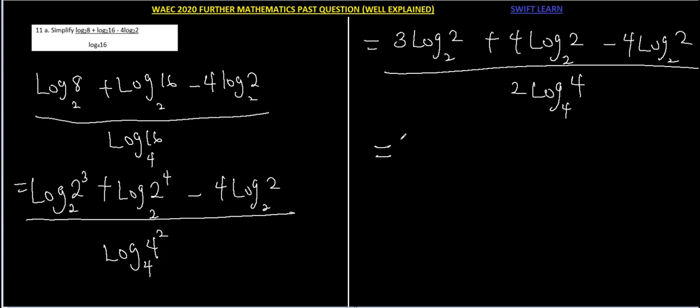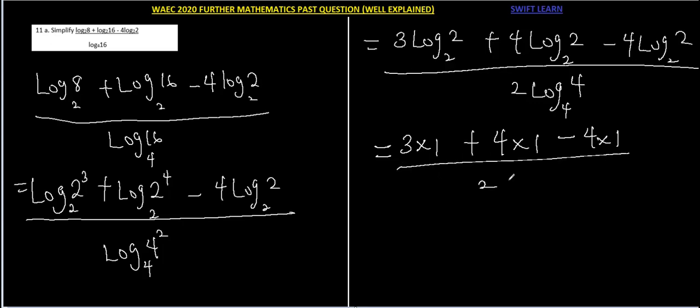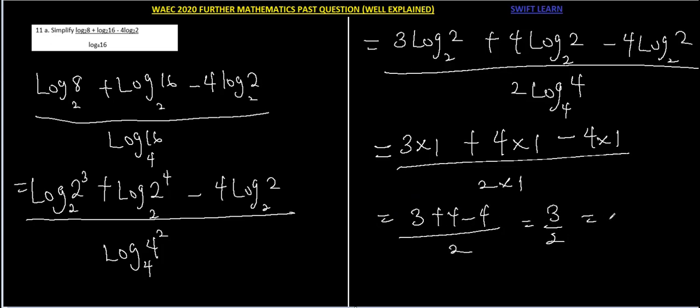So this will be 3 times 1 plus 4 times 1 minus this 4 times 1 also divided by 2 times 1. So what do I have? You have 3 plus 4 minus 4 divided by 2. That's 3 over 2. So this is your final answer. If you want to move forward, you can also see 1 over 2. Right? So this is our final answer.